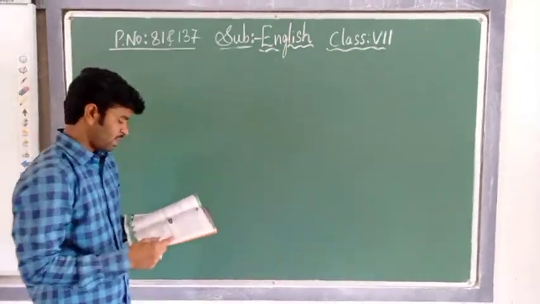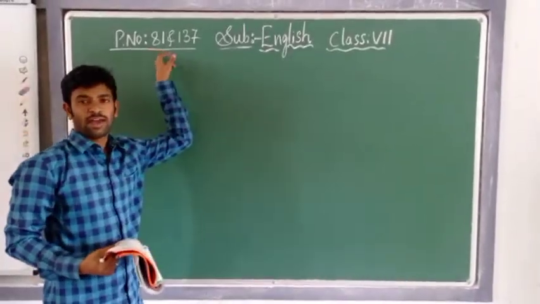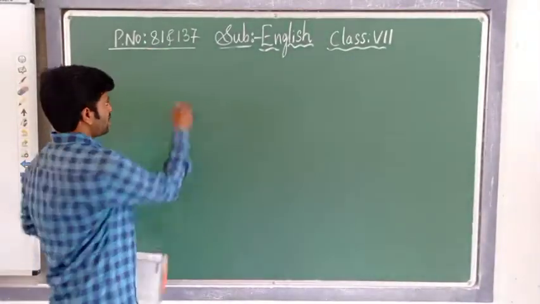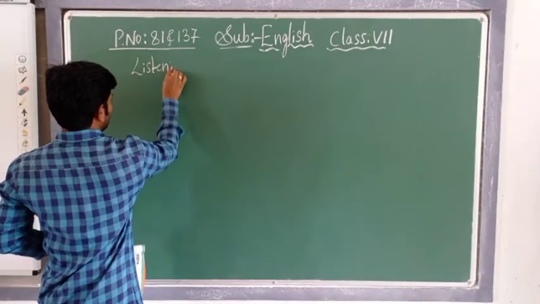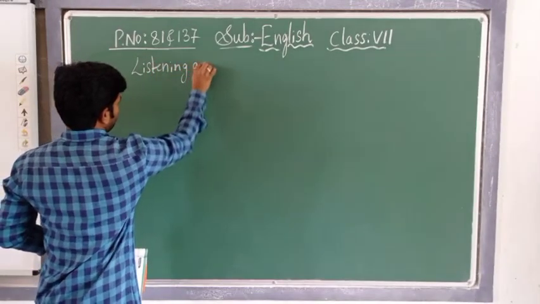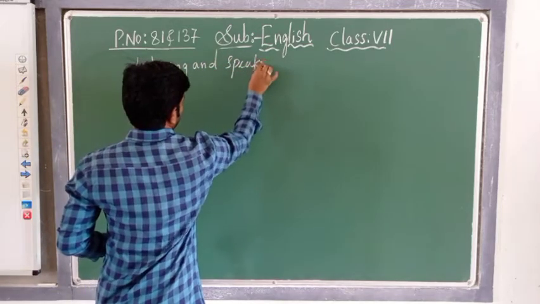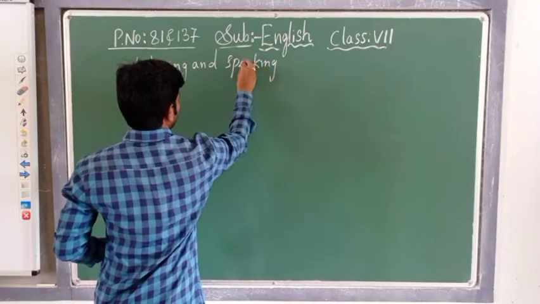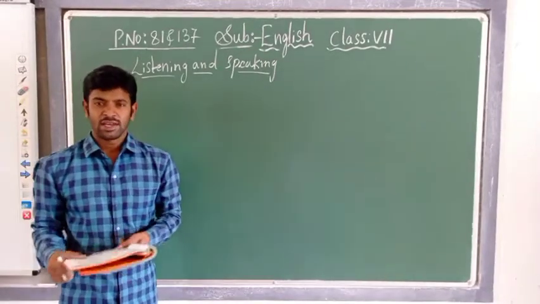So in the English subject, if you open page number 81, there is the Listening and Speaking section, children. What is this? Listening and Speaking. So it is on page number 81. Now, if you see Listening and Speaking, what is there?